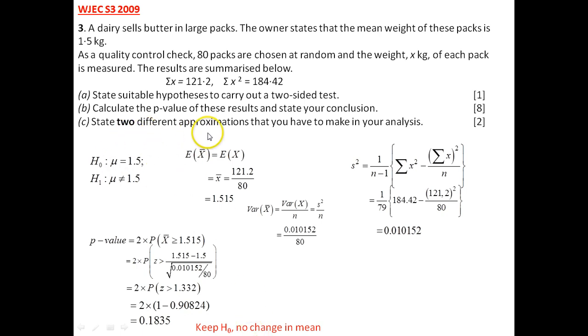Now what approximations have you used? So we have used a large sample, therefore it's nearly a normal distribution, and we've used an approximation for sigma, the S. So there are two approximations we've made.